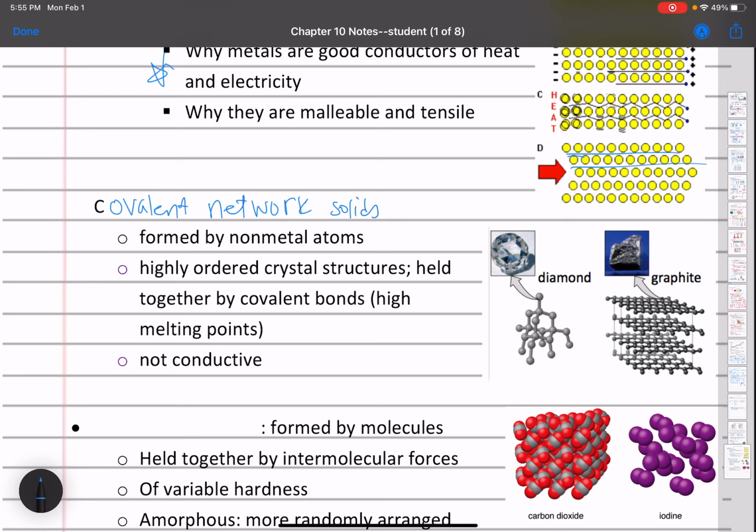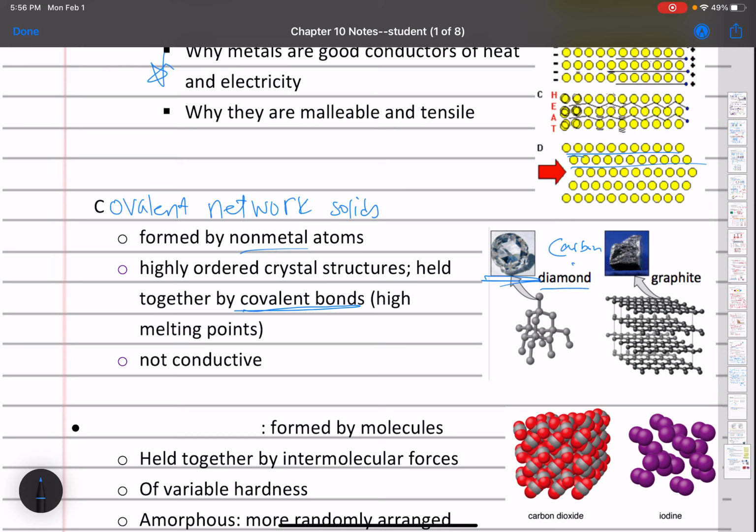These are formed by nonmetal atoms when they get together, and they are held together by covalent bonds. Covalent bonds are very strong, so these will have a high melting point because it takes a lot of energy to break those covalent bonds. And in fact, some covalent network solids are incredibly strong. Diamond is like the strongest material there is. Both of these materials are made out of carbon, just carbon atoms bonded together.